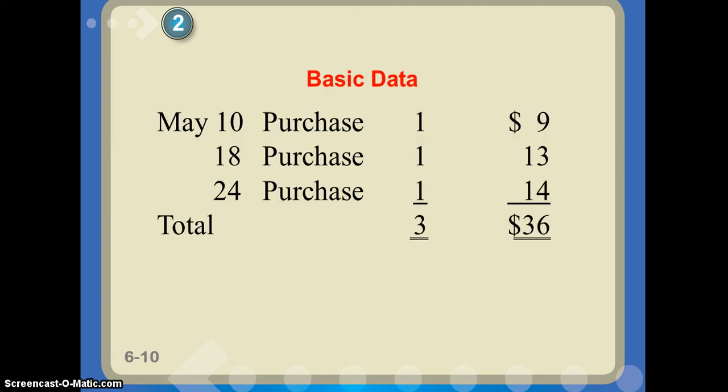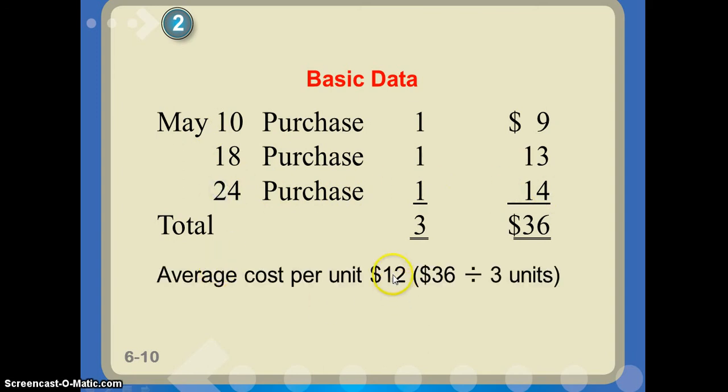So here is some basic data. We have 3 purchases. May 10th, we make a purchase of 1 item for $9. On the 18th, we purchase 1 item for $13. And on the 24th, we purchase 1 item for $14. So in total, we have 3 items, and we've spent $36. These are the first in at $9. These are the last in at $14.